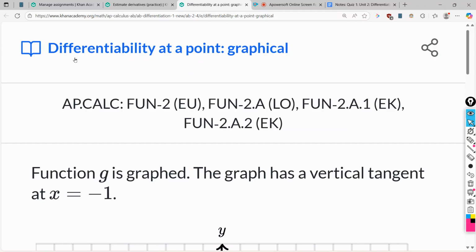For the Khan Academy exercise, differentiability at a point, graphical.